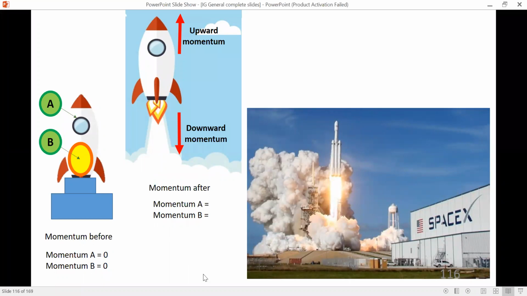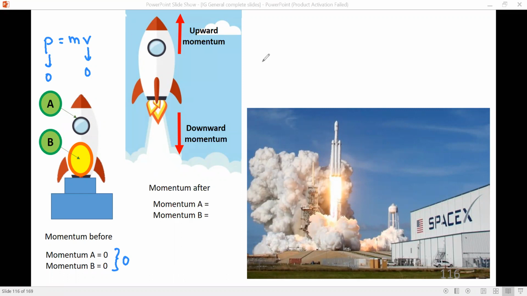Okay, now this is a rocket. Initially it is not moving, and the fuel inside the rocket is also not moving. Because they are not moving, according to the formula of momentum p equals mv, if v is 0, it doesn't matter what the mass is, the momentum is also 0. So momentum of A is 0, momentum of B is also 0, and our total momentum now is 0.